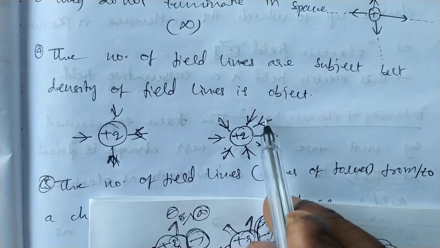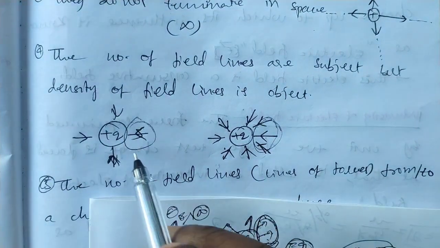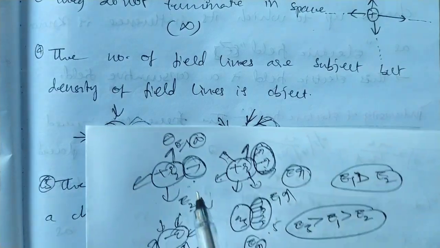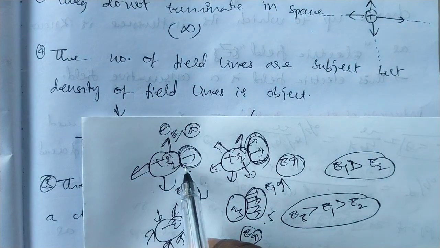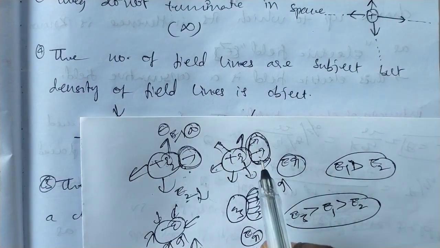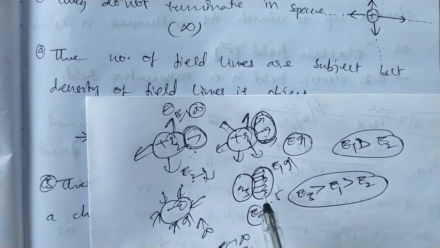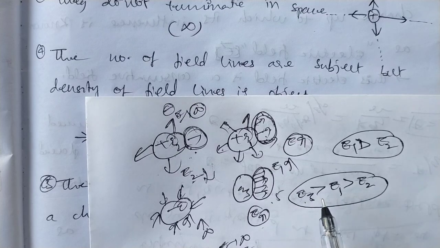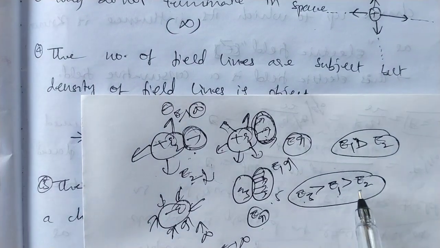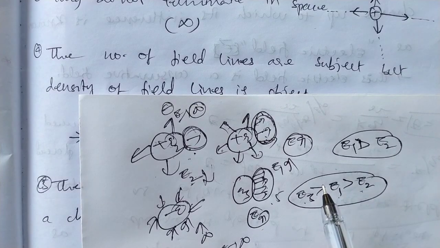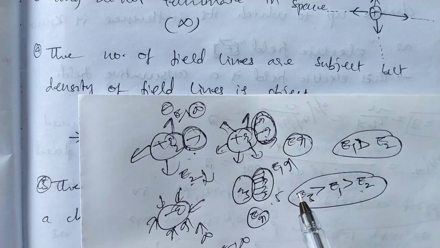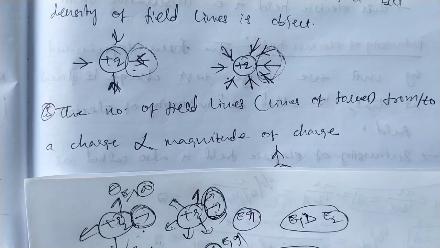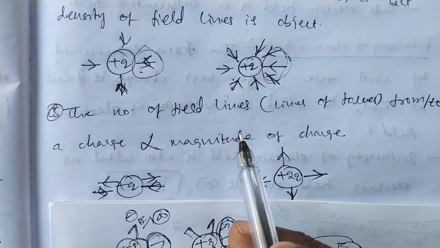At a small distance, we get only a single line in the same unit area, while here we get 3 lines of force and here 5 lines of force. That is why E3 is greater than E1 and E2. That means the number of lines through a unit area or volume gives the density, and it depends on whether the lines are coming inward or going outward.